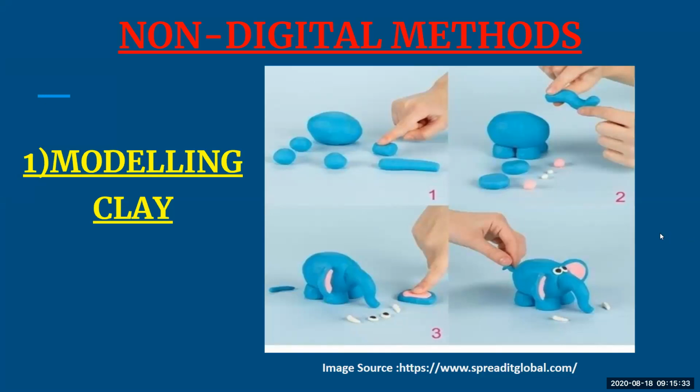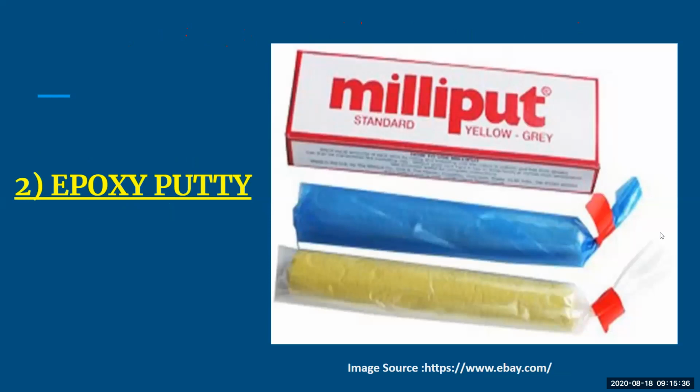Let's move to the next method. Next is your epoxy putty. Epoxy putty is also a group of room temperature hardening substances. Basically, they are used for space filling. Anywhere in the models where you want to do any kind of space filling, you want to fill gaps, you want to have a molded structure, then you can go for epoxy putty. These are again room temperature hardening substances. As soon as you leave it for some time at room temperature, it hardens itself.